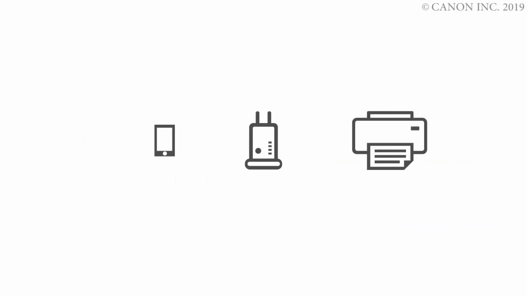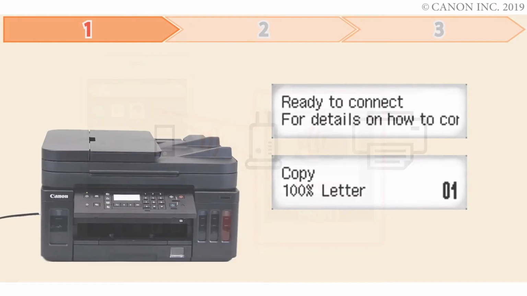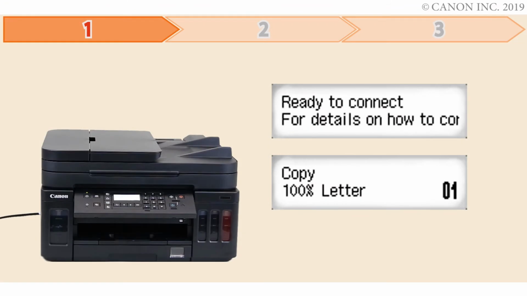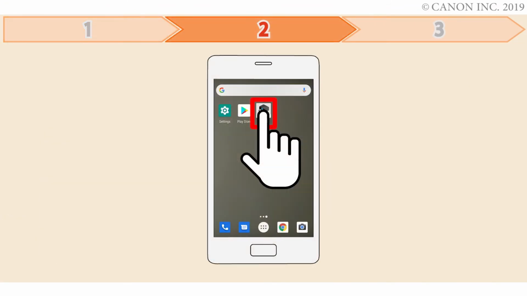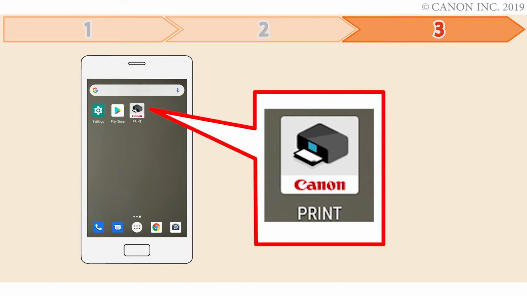In this video, we'll show you how to enable printing and scanning on your Android device. Follow these three steps. Step 1 is preparing the printer for connection. In Step 2, you'll install the Canon Print Inkjet Selfie app on the device. Finally, Step 3 is registering the Canon PIXMA printer with the app. Let's get started.